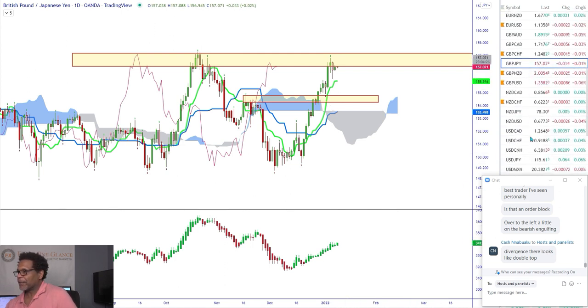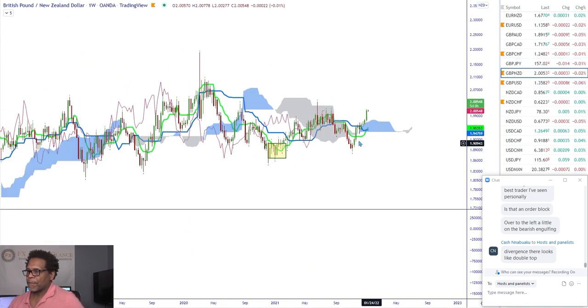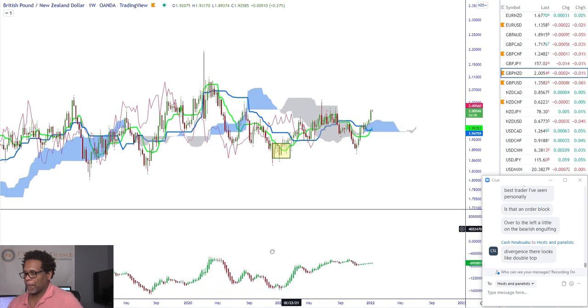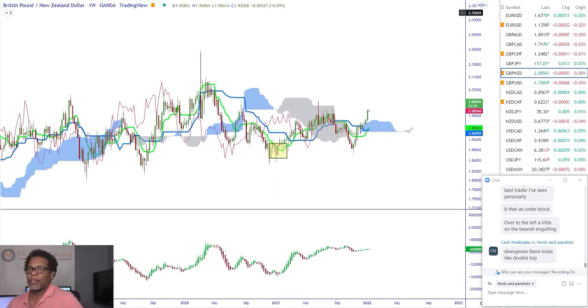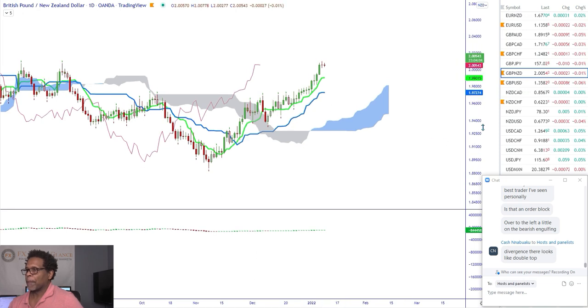All right, let's get done here. We've got a few more. Pound New Zealand dollar. Let's go to weekly. It's a flat market, but it's starting to look like a strong bullish market. See where it is. Let's go to the daily. It is a strong bullish market.